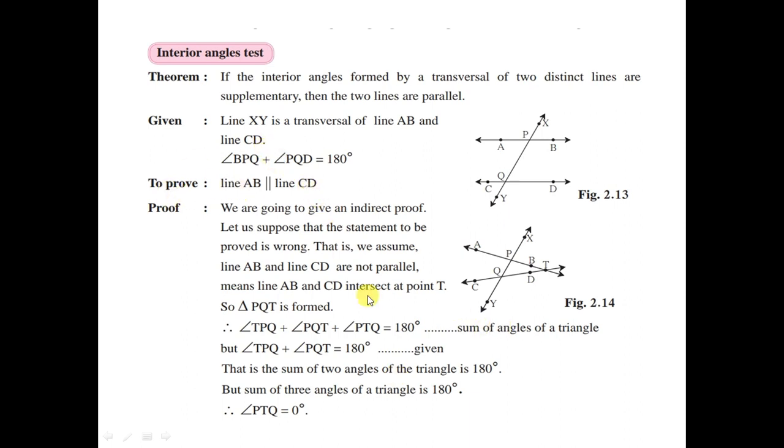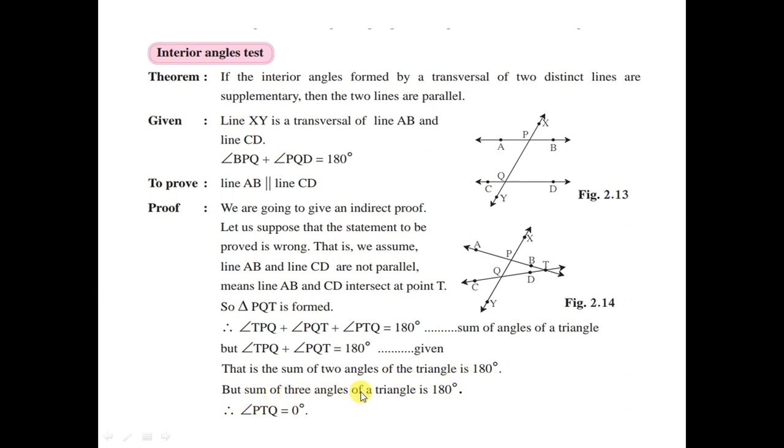Because this is mentioned over here. But instead of taking BPQ, they have taken TPQ. And instead of taking PQD, they have taken PQT. That's the only difference. It's the same statement over here, written only with T instead of B and D, because B lies between P and T, and D lies between Q and T.